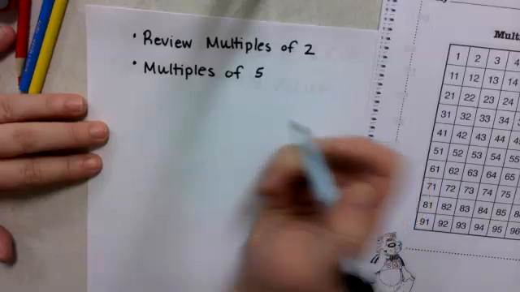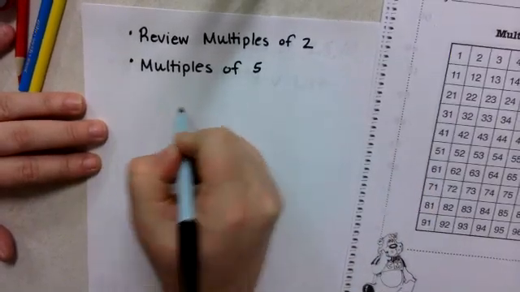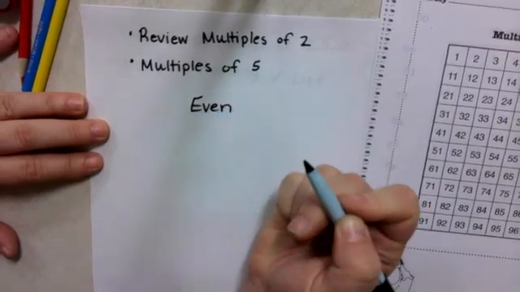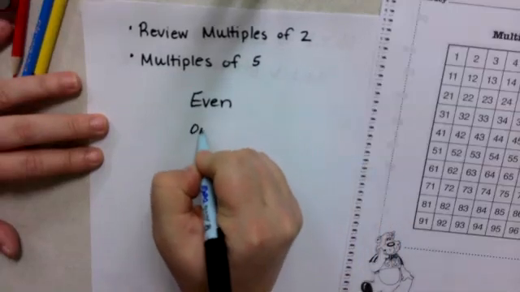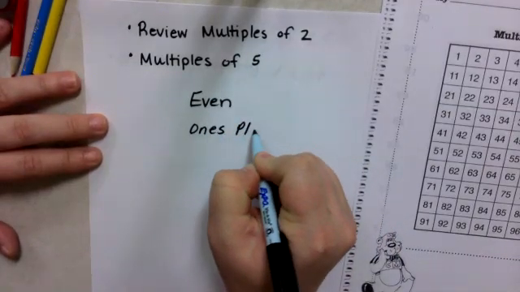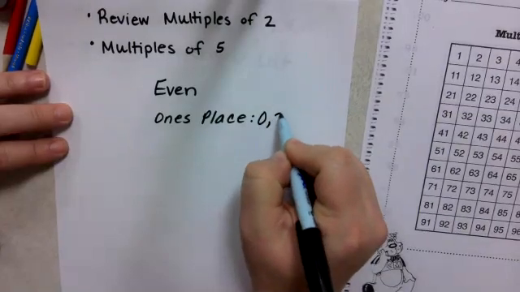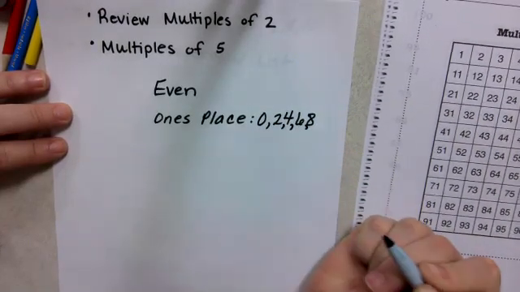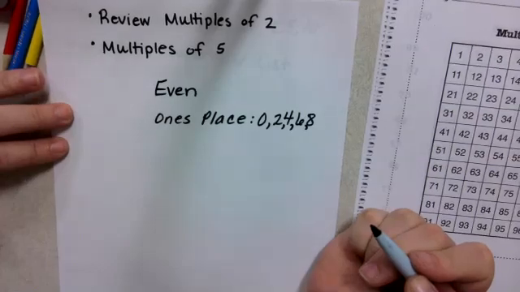They might not remember, and so you could ask them, is it even or odd? Multiples of 2 are always even. And then you could also talk to them about what is the digit in the ones place if they are always even. That means that the digit in the ones place has to be a 0, 2, 4, 6, or 8 for it to be a multiple of 2.